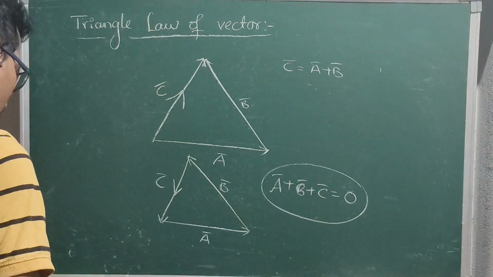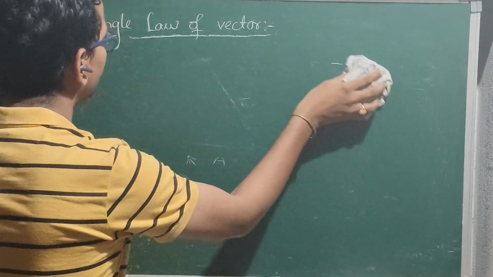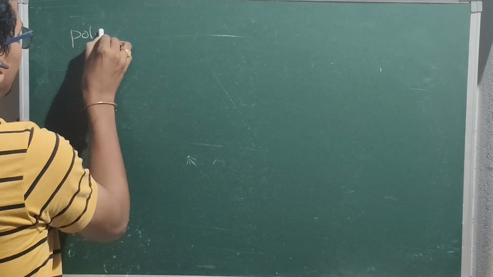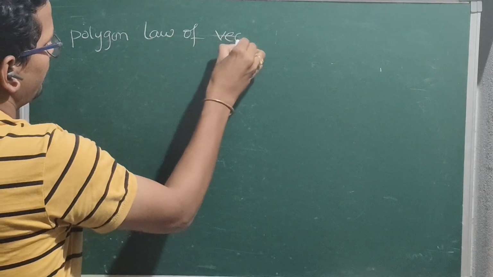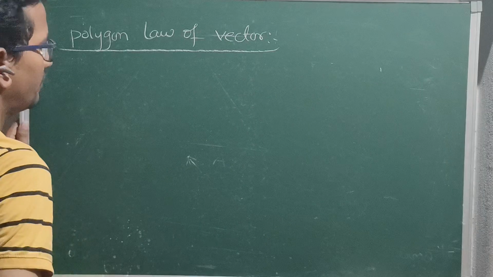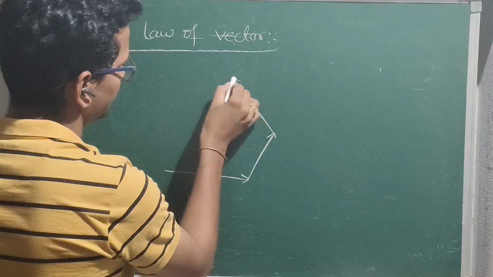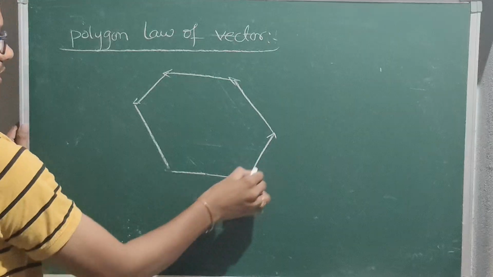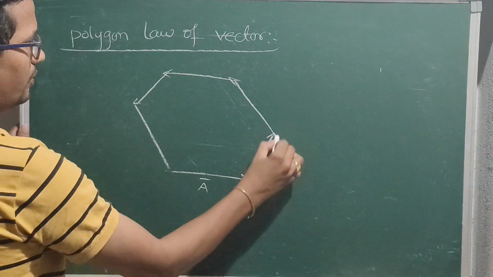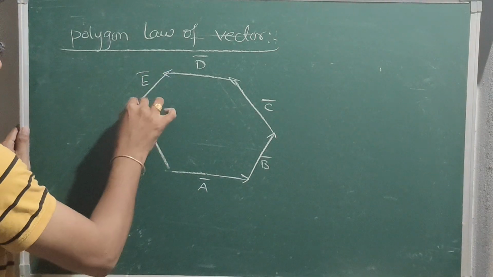Next one, polygon law of vector. It is similar. Polygon means more than 5 sides will be there. That is called the polygon law of vector. What is a polygon of more than 5 sides? We need to show this one. For example, all the sides are a bar, b bar, c bar, d bar, e bar, and f bar. Okay, this is the resultant vector.